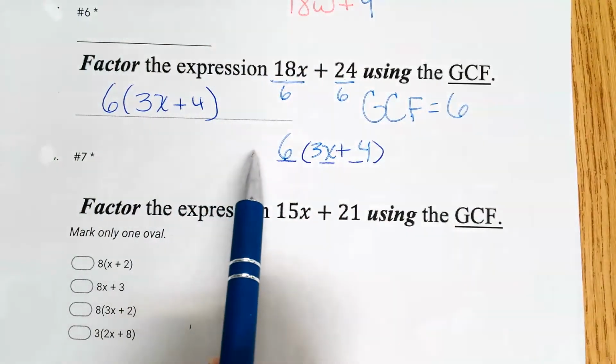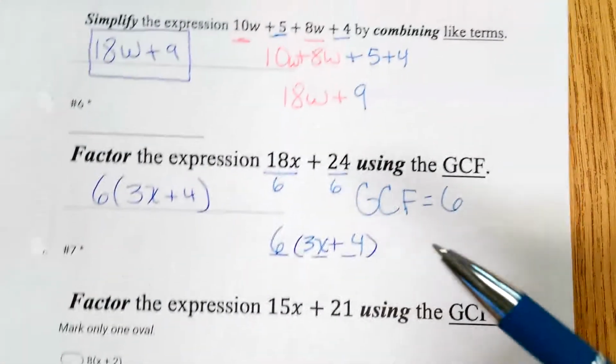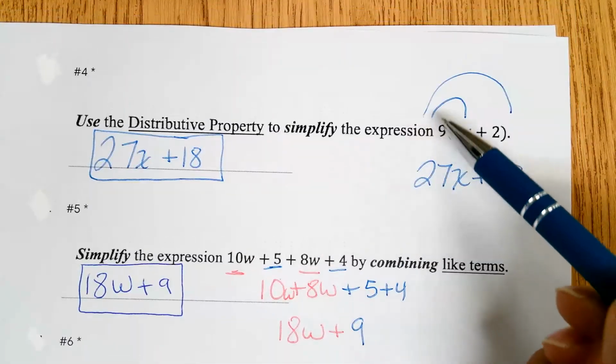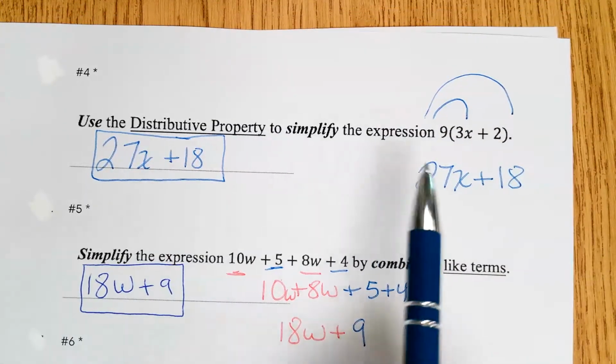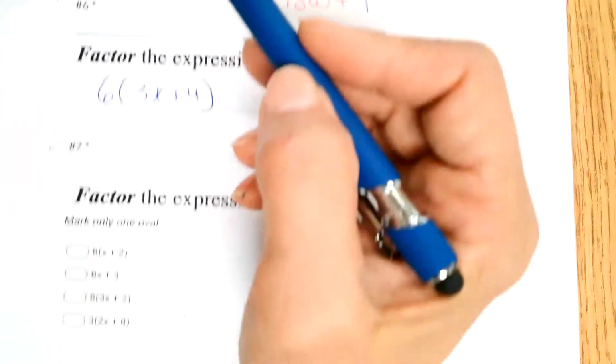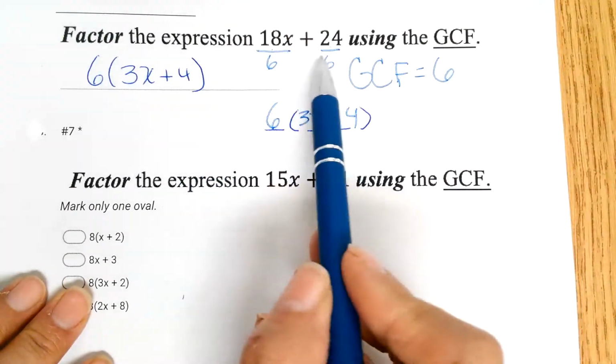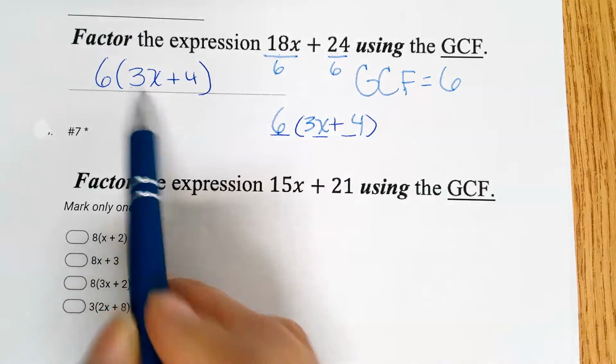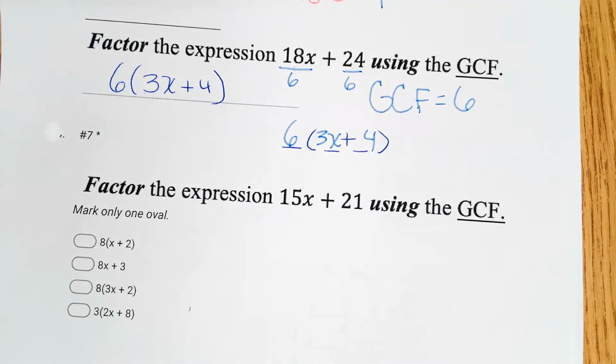So this problem is factoring. It's the inverse or the opposite of the distributive property. So if you notice, with distributive property, you get an answer with no parentheses. Then with factoring, it starts with no parentheses and you end up with parentheses. All right, let's do the next one.